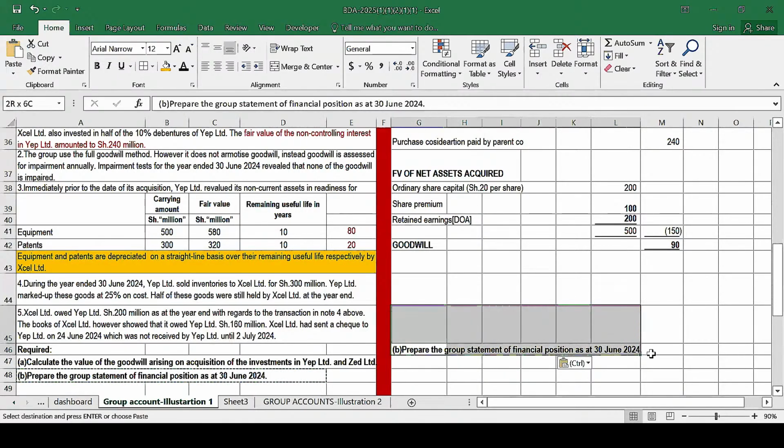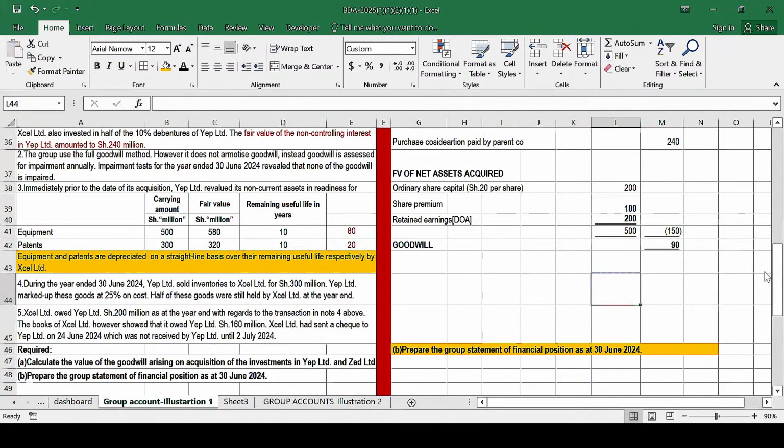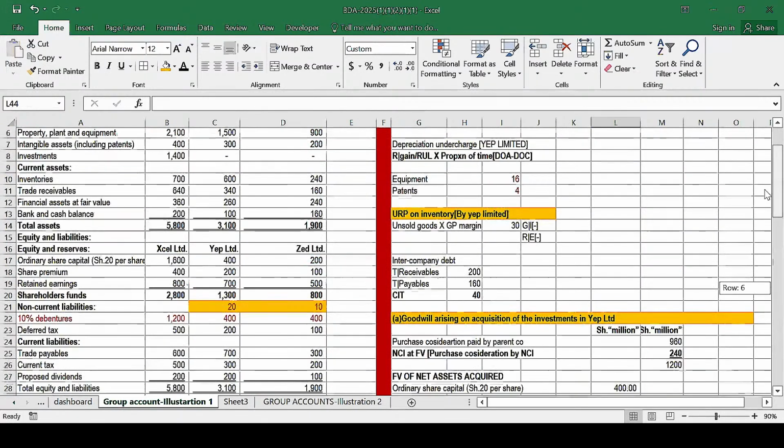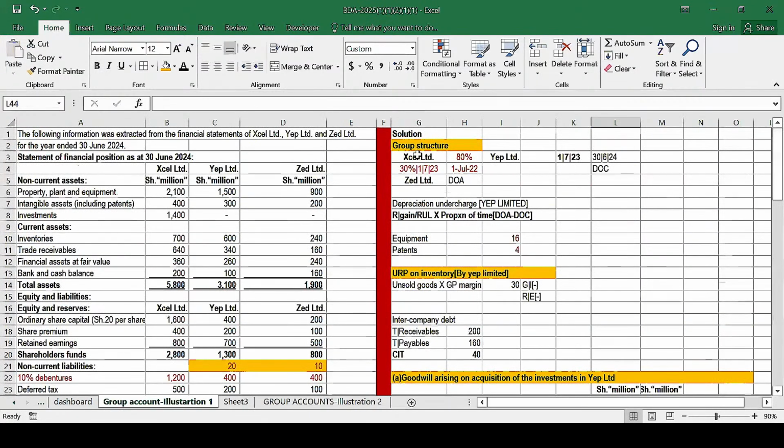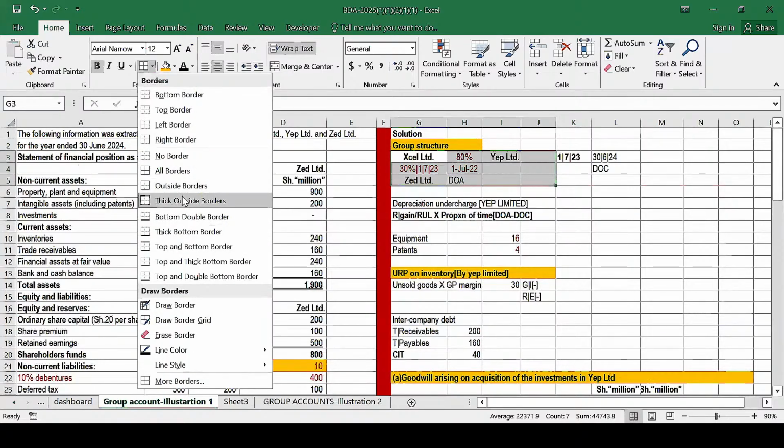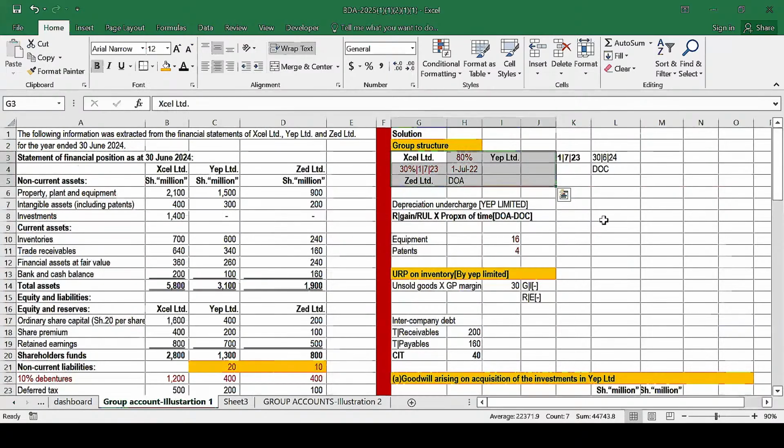We are required to prepare the consolidated statement of financial position at the end of the year. Basically, for us to be able to do this, we need to go back to our group structure. And remember, in our group structure here, we have a parent company, a subsidiary, and basically an associate.